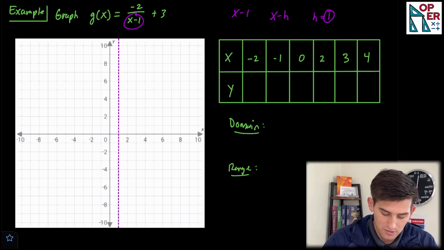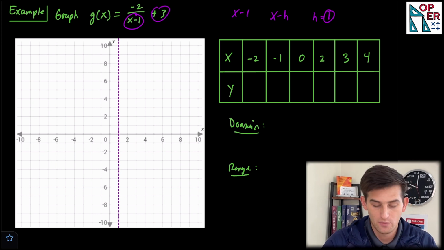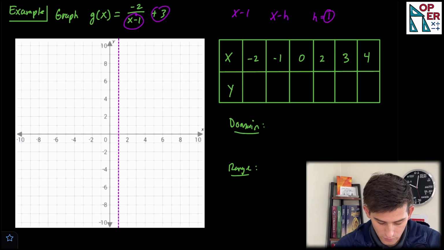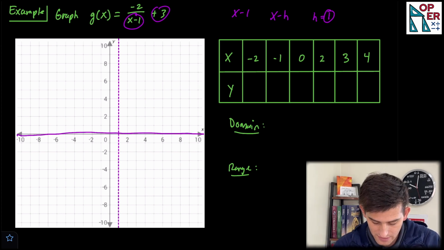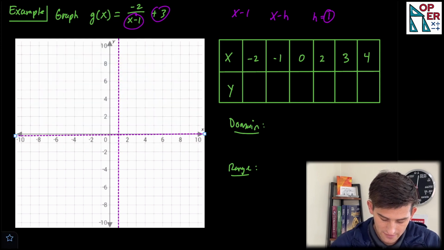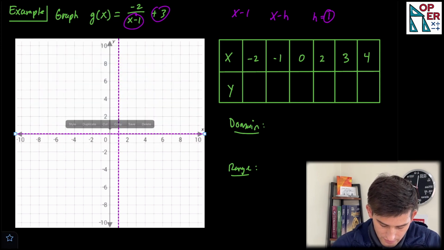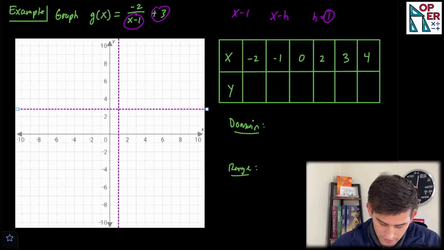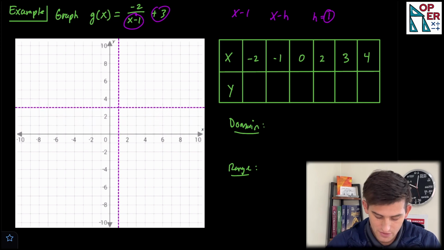Now the plus 3 right here is going to tell me that we are going to go 3 units up for our horizontal asymptote. So that's where it starts. We'll make this dashed again. And now this tells me we're going to go 3 units up. So 1, 2, and 3. Okay, so those are our two asymptotes.